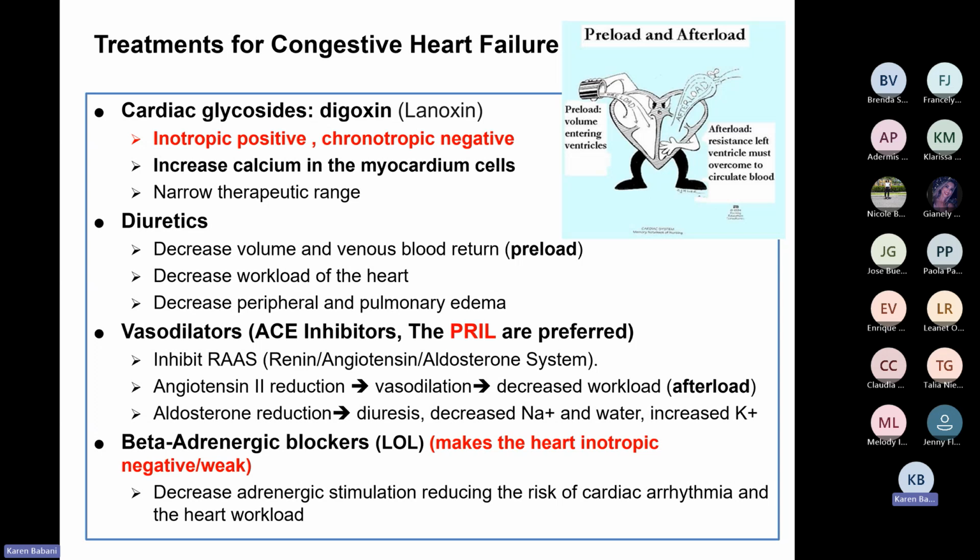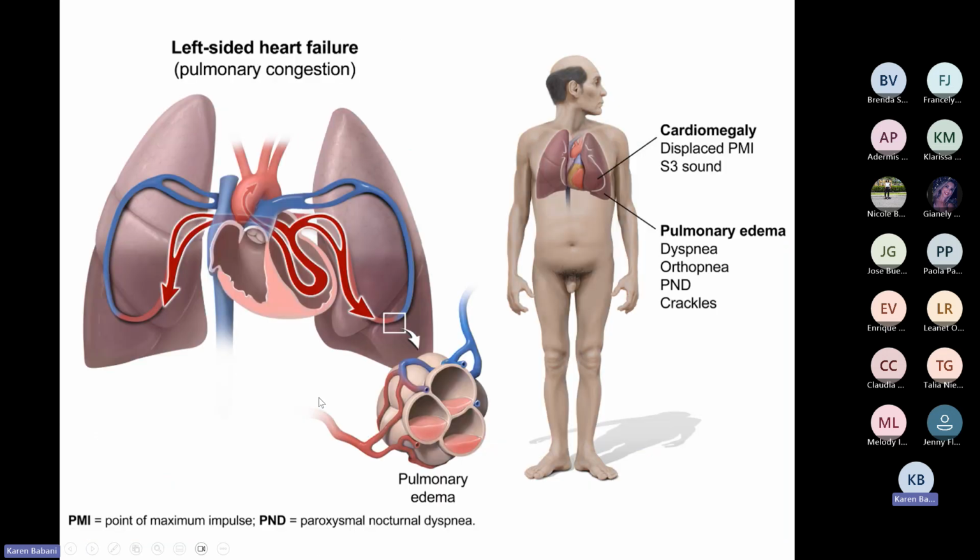What else? Like I said, remember beta 1 are the ones that work in the heart. Beta 2, you think of one heart, two kidneys, act in the lungs. That's why we don't give this in the asthmatic patient that someone mentioned before. What else? Yes, they decrease adrenergic stimulation, reducing the risk of cardiac arrhythmia and the heart workload. They also work for certain dysrhythmias, especially the supraventricular tachycardias.